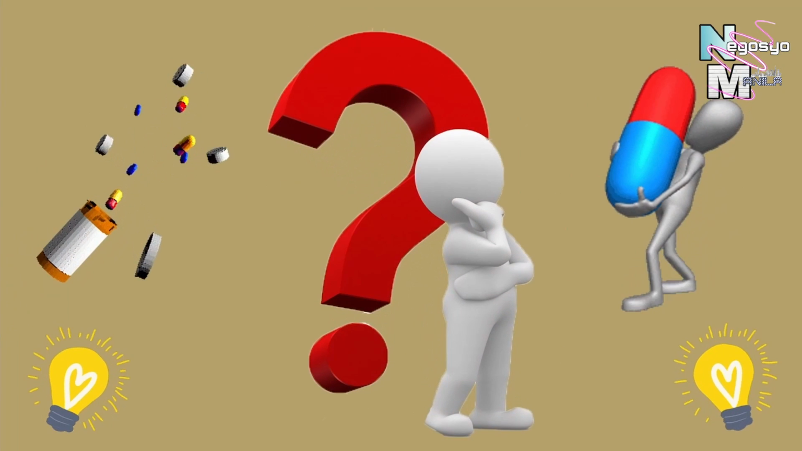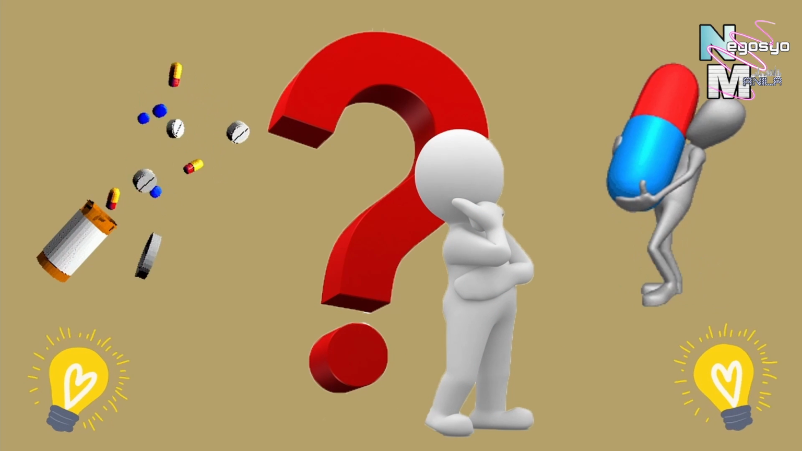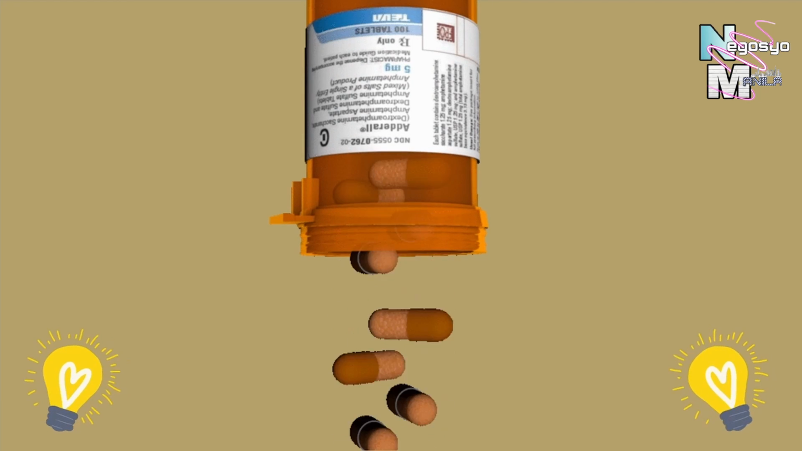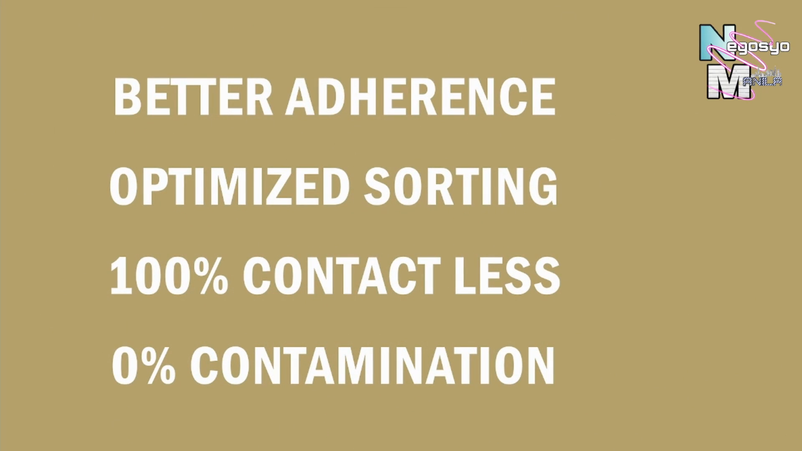So, the question now is, why do we need a pill dispenser if we could effortlessly tear a sachet or open a bottle? Well, the solution largely focuses on better medicine adherence, thanks to its reminder feature, less tiresome sorting of pharmaceutical tablets or pills, and 100% contactless, so you don't have to worry about bacteria when holding the pill itself.